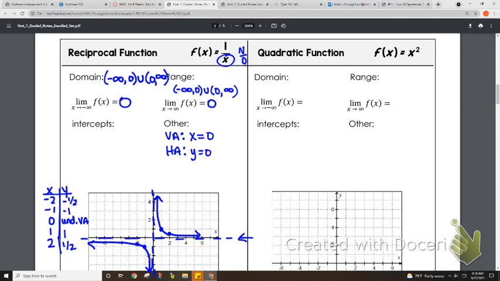Intercepts, well, both of our x and y-axis on this one, our parent function is going to be asymptotes, so we're not going to cross them, so there's no x or y intercepts. And then under other, we already talked about the vertical and the horizontal asymptote. Let's see what else was on our list. We talked about domain, range, we talked about x-intercepts, which are roots, we talked about the y-intercepts, increasing and decreasing.